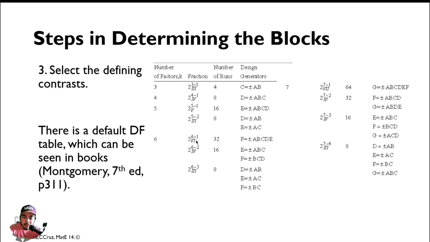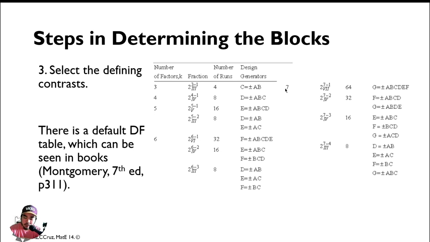Tapos again, sabi natin sa 2 to the K minus P, yung P will be the number of defining contrasts, which is also our design generators. No? Okay, so this is 1. So magiging 1 design generator siya: F is equal to plus minus ABCDE. Pag 2 siya, that means na 2 yung design generators. So that's E equals plus minus ABC, and F equals plus minus BCD. Tapos yung last is pag 3, kailangan 3 din yung design generators natin, which is plus minus AB, plus minus AC, and plus minus BC. And you can go larger values.